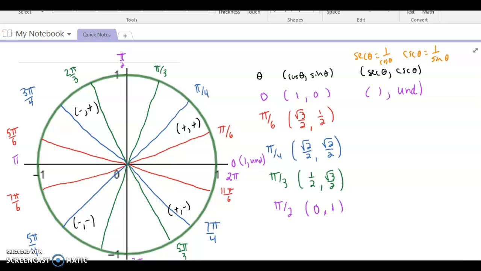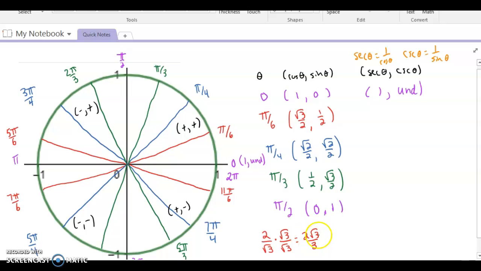For pi over 6, that's where we start getting into some issues. When I take the reciprocal of the square root of 3 over 2, this is what I end up getting: 2 divided by the square root of 3. Now, realistically, that is a correct answer, but we typically don't leave our answers like that. We're going to go through a process called rationalizing the denominator. The way to do that is to multiply top and bottom by the square root of 3, which would give me 2 square root of 3 divided by 3.